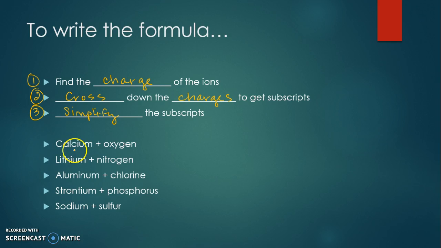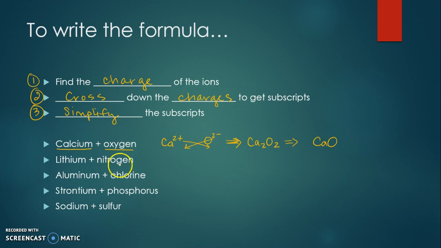Let's try this. Looking at your periodic table, calcium is in group 2, so calcium has a positive 2 charge. And oxygen is in group 16, and it has a negative 2 charge. These are going to cross down, so we end up with Ca2O2. However, when you have an ionic compound, metal first, you have to simplify. We can take out a greatest common factor of 2, and we end up with CaO. So we did our 3 steps. Number 1, we found the charge. 2, we crossed them down to get the subscripts, and then 3, we simplified.